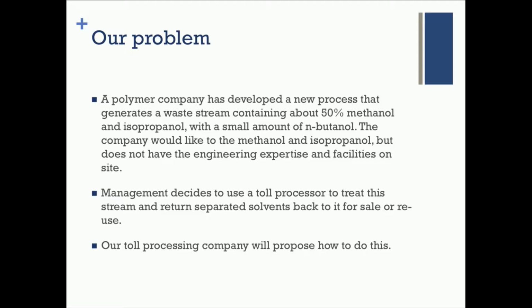What's our problem? Well, let's suppose that we have a client, a polymer company client, which has developed a new process that generates a waste stream containing about 50% methanol, 50% isopropanol with a small amount, less than 1%, of butanol. The company would like to recycle the methanol and isopropanol, but does not have the engineering expertise or facilities on site, so this is a new process. Management has decided to use a toll processor to treat the stream and return separated solvents back to it for sale or reuse. Our toll processing company is supposed to propose how to do this and provide a quote to the polymer client.